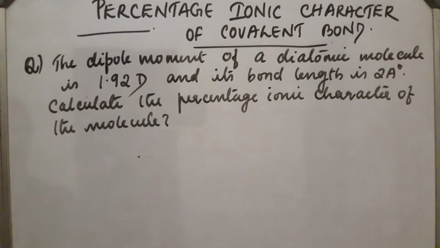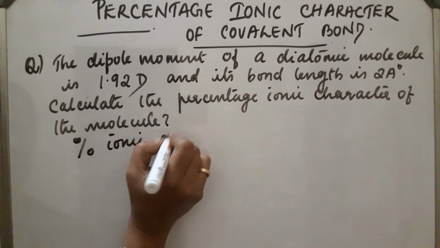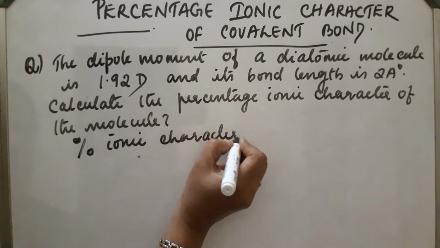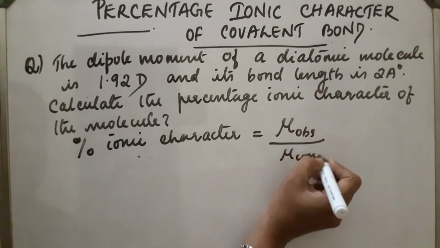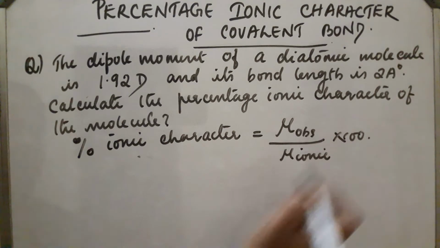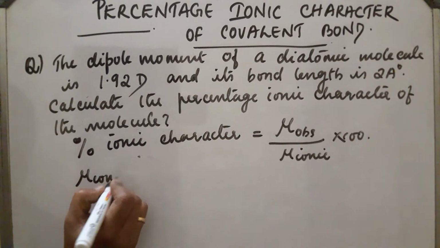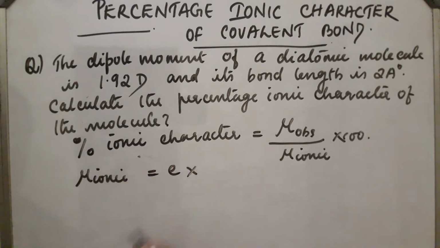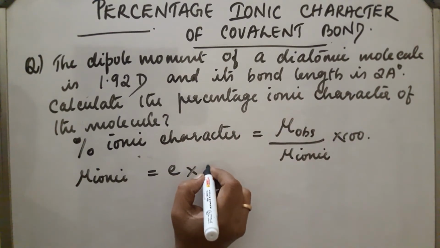The dipole moment of a diatomic molecule is 1.92 D and its bond length is 2 angstrom. Calculate the percentage ionic character of the molecule. So we know percentage ionic character equals mu observed by mu ionic into 100. Mu observed is given, 1.92 D. So mu ionic will be equal to e, the electronic charge, into bond length. Bond length is 2 angstrom.